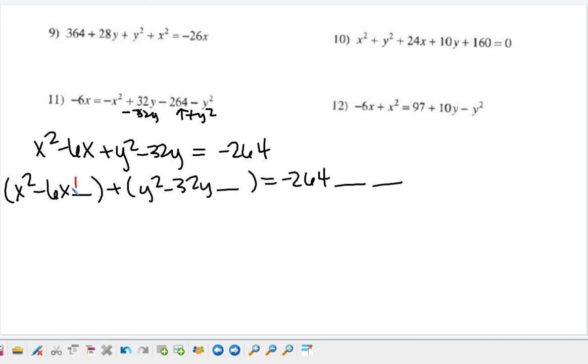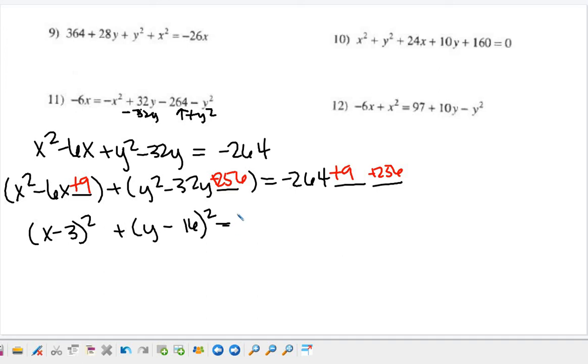So half of 6 is 3, and 3 squared is 9. Half of 32 is 16, and 16 squared is 256. So I have x minus 3 squared plus y minus 16 squared is equal to negative 264 plus 9 plus 256, which is 1. So my center is 3, 16 and my radius is a teeny tiny little 1.